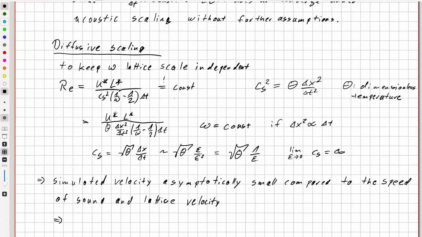So, of course, now this means that the Mach number is no longer scale invariant, and if you want to do acoustics, this is not a good idea. They always say you have to die one death. With acoustic scaling, you can simulate acoustics, but you have inconsistency. With diffusive scaling, you have consistency, but you cannot simulate acoustics.